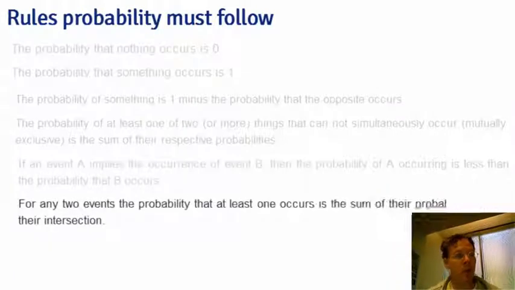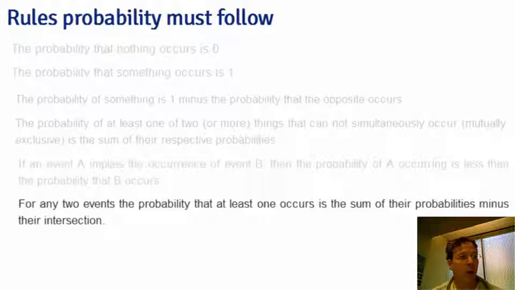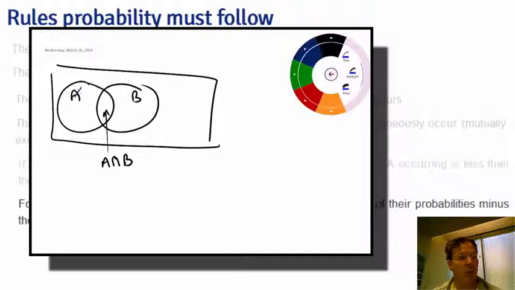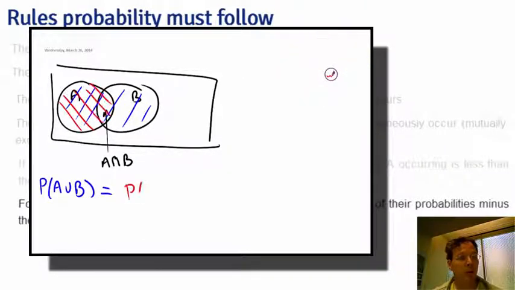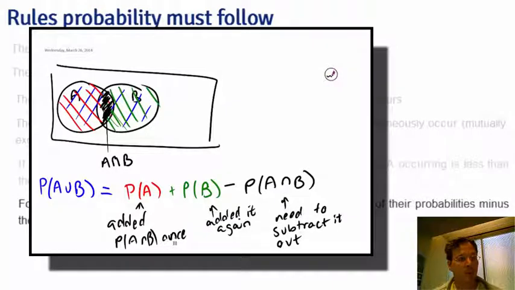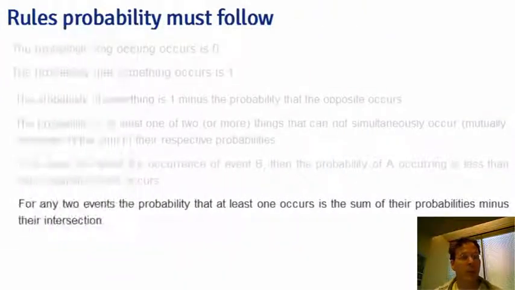Then this final bullet point is very useful. For any two events, the probability that at least one occurs is the sum of their probabilities minus their intersection. Again, this becomes very easy to visualize with a Venn diagram. Here we have the set A, and we have the set B. If we add their two probabilities, you see that we've added the intersection in twice. Once when we added in A, and once when we added in B. Since we've added it in twice, if we want the probability of the union, we need to subtract it out once. The result of this rule is to say that you can't just add probabilities if they have a non-trivial intersection. And we'll give an example of that in a second.